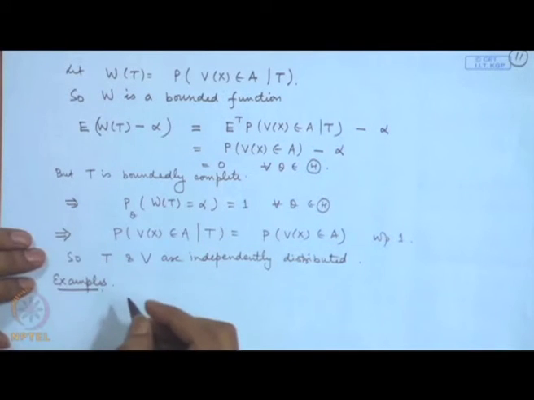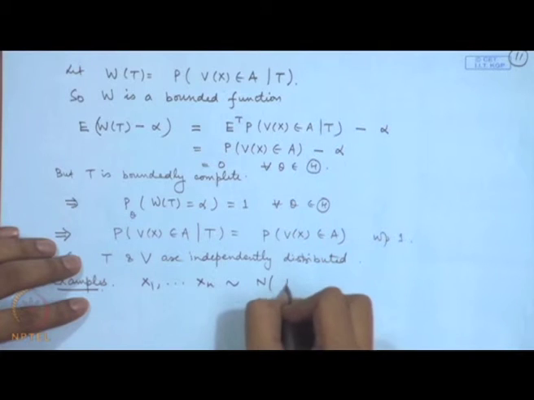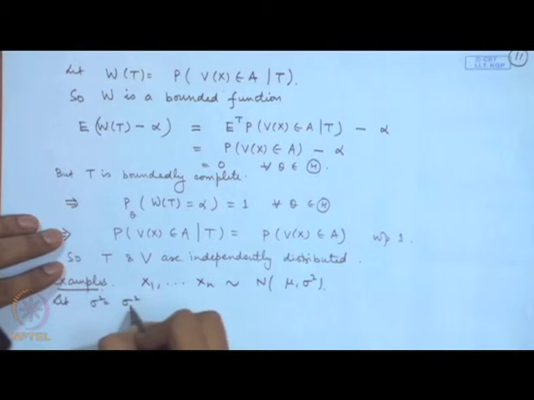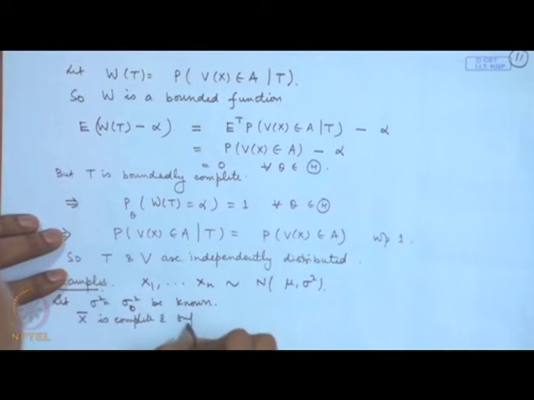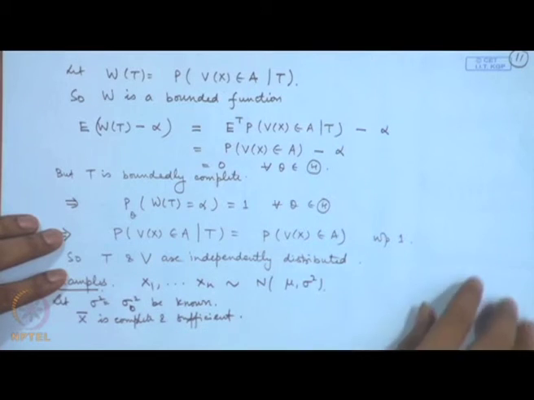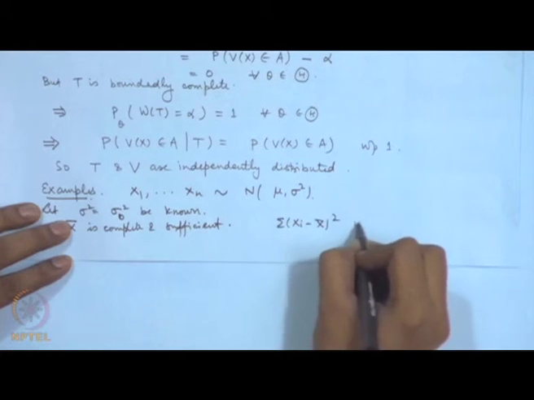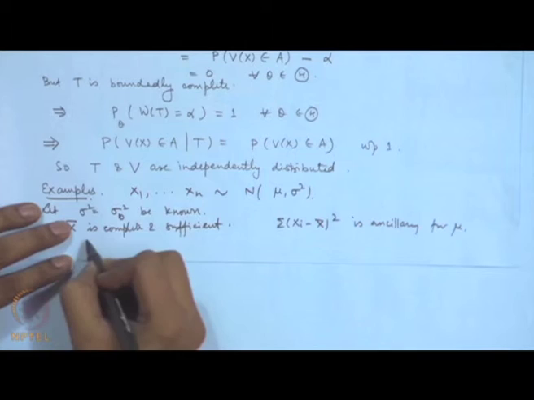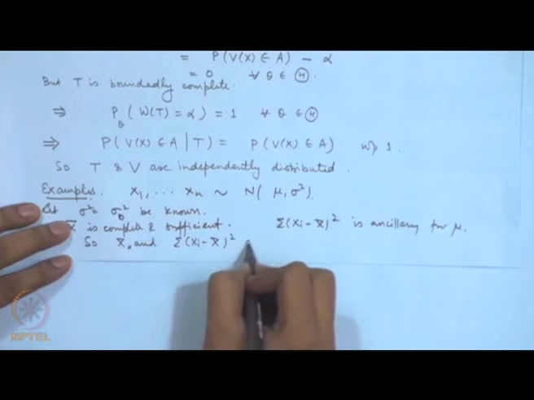Let us generalize this example to normal(mu, sigma square). So, let us consider X1, X2, ..., Xn follows normal(mu, sigma square). Let us take sigma square is equal to sigma naught square be known. If that is so, then X bar is complete and sufficient. And at the same time, if we consider sigma Xi minus X bar whole square, this is ancillary for mu. Therefore, X bar and sigma Xi minus X bar whole square are independent.